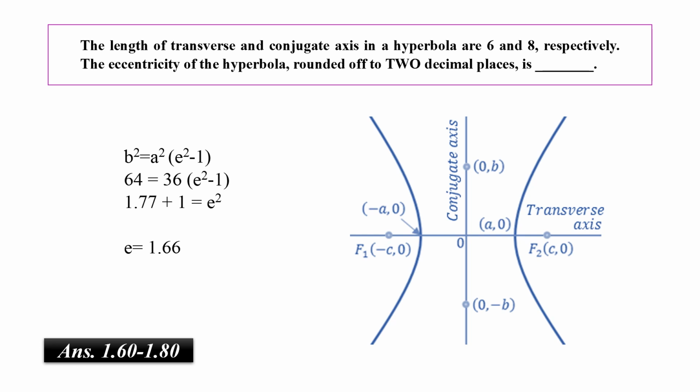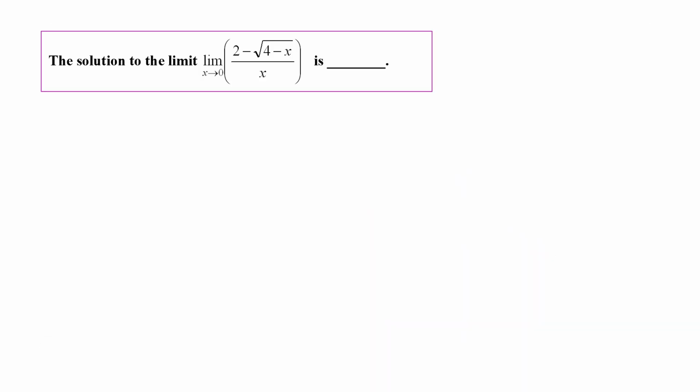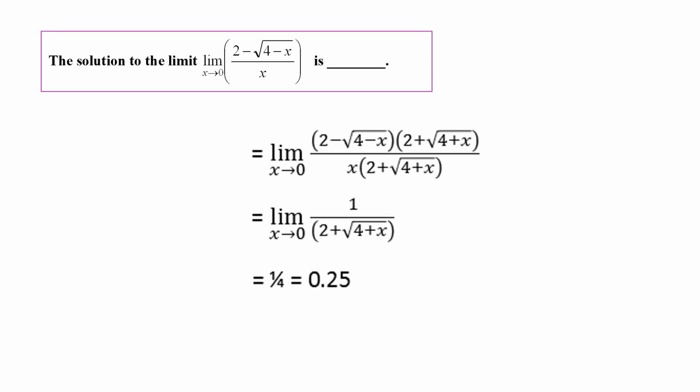Moving on to the next question. The solution to the limit is. Now we will have to rationalize this limit. So we multiply both the numerator and the denominator by 2 plus under root 4 plus x, and we will find that the limit when x is equal to 0 comes out to be 1 by 4, that is 0.25.